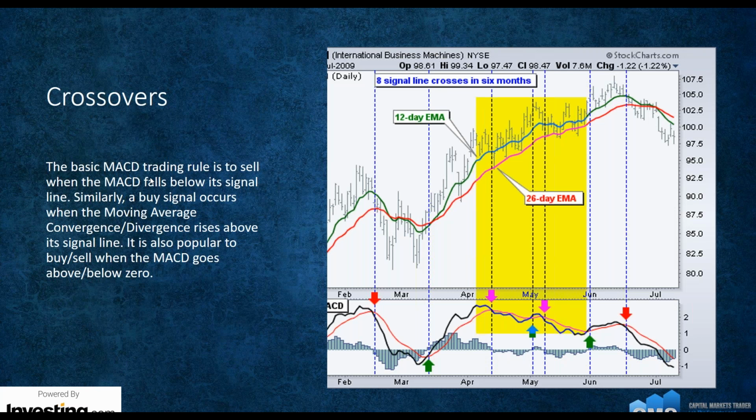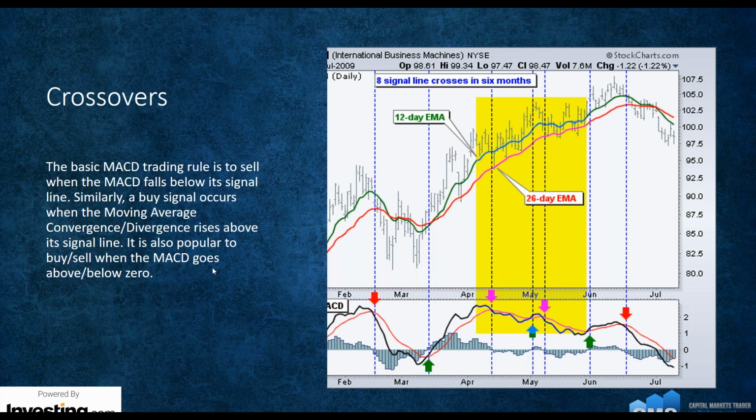So the basic MACD trading rule is to sell when the MACD falls below its signal line, and similarly to buy when the MACD rises above its signal line. Now, we don't use the 12 and the 26 crossovers, because then you're simply using a basic moving average crossover on your charts. And this is one of the reasons we don't put it on our charts after we've got the MACD. We're concerned with the crossovers between the MACD line below and the signal line.